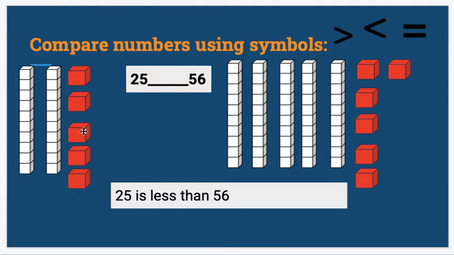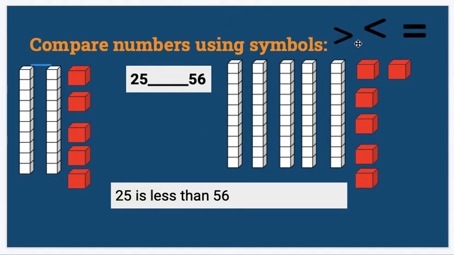When I look at my base 10 blocks, I know that 56 is more. And when I look at the number 25, 25 is less. Because we are comparing 25 to 56, right? 25 is what we are comparing. So 25 is less than 56, right? So that's a number sentence: 25 is less than 56.